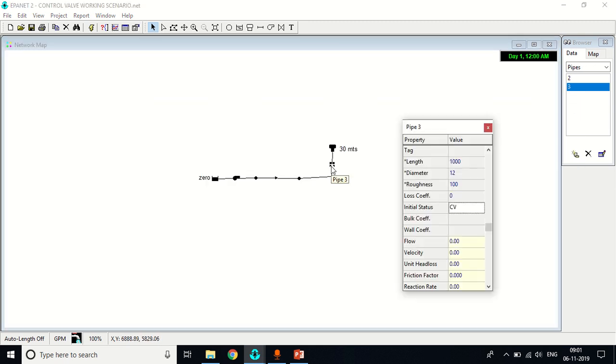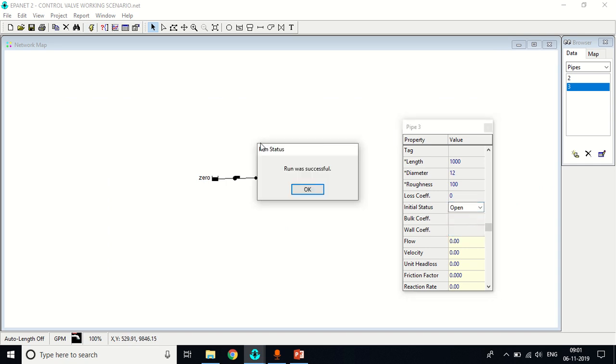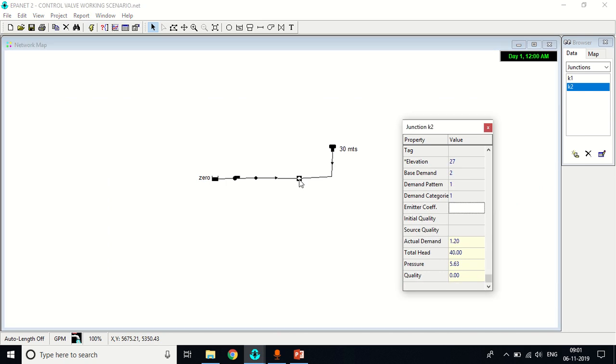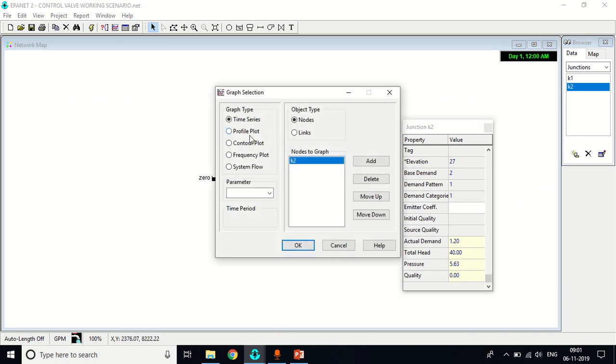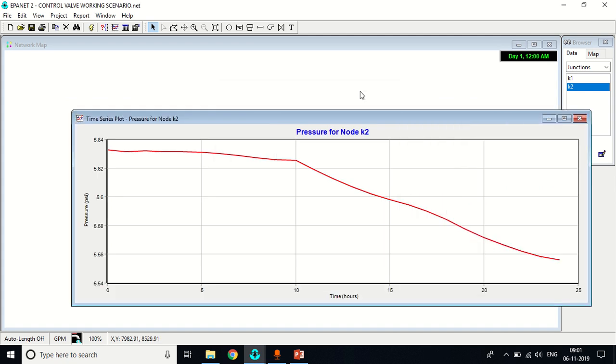But again, if I open this check valve, you can see the run is successful. And if I again plot the time series for pressure at this particular node, what happens here when the pipe is open and the flow is allowed in all directions? The pressure goes on reducing up to 10 a.m., but not that abruptly. It has a very small slope. That is because the pump is on, so the demand is getting fulfilled because of the pump.